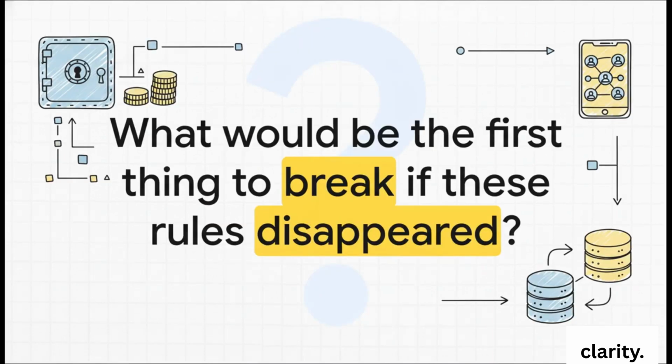From your online banking to your social media feed, our entire digital world is built on this foundation of organized relational data. So the final thought I'll leave you with is this. If all these rules of database design just vanished tomorrow, what would be the very first thing in your digital life to completely and totally break?